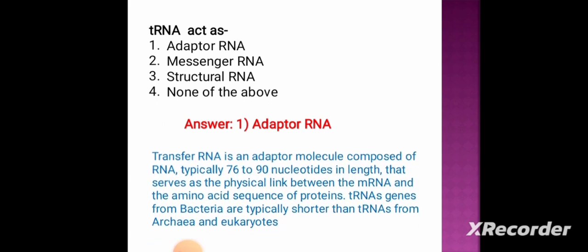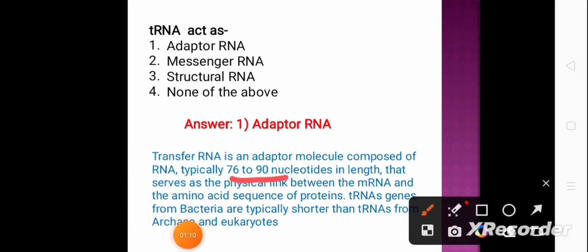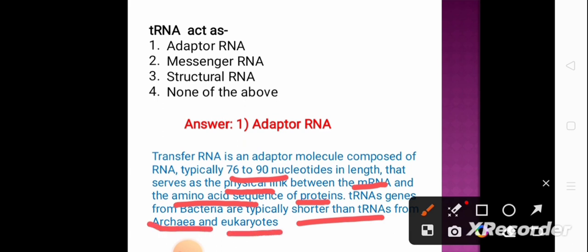Transfer RNA, that is the tRNA, is an adaptor molecule composed of RNA, typically 76 to 90 nucleotides in length. It serves as a physical link between the mRNA and the amino acid sequence of the protein. The tRNA genes from bacteria are typically shorter than the tRNAs from that of archaea and eukaryotes.